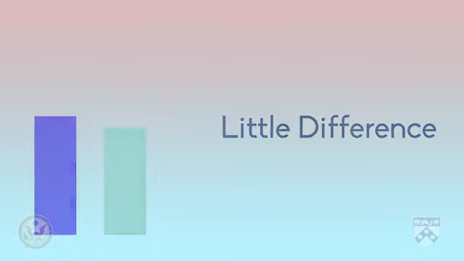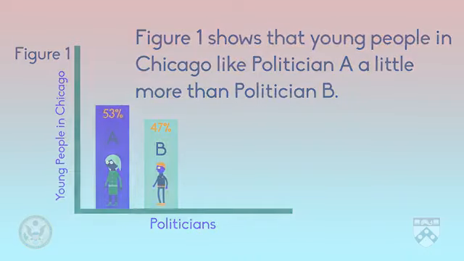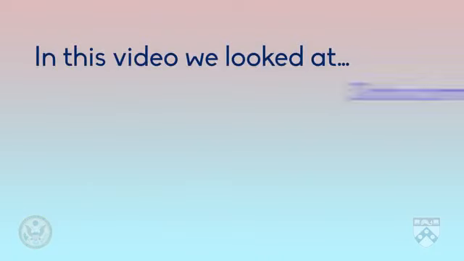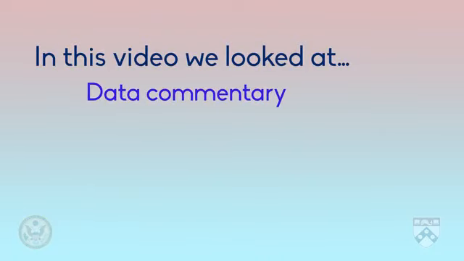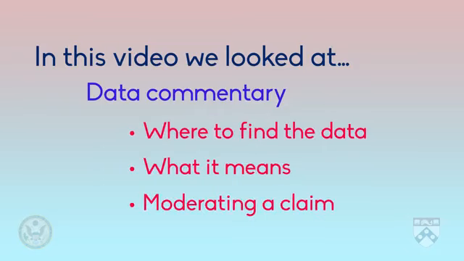So now our claim is this: figure 1 shows that young people in Chicago like politician A a little more than politician B. Now we have moderated our claim, and it is an accurate commentary on the data. So, in this video, we looked at data commentary. We learned how to show the reader where the data is, what it means, and how to moderate a claim. You can test yourself by playing the data commentary game that follows this video.